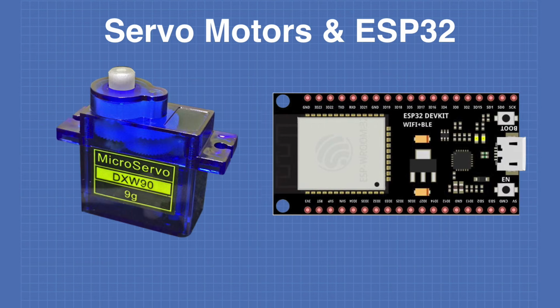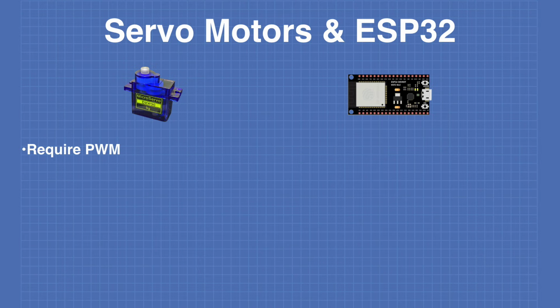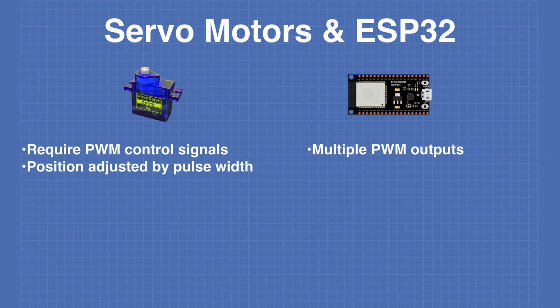But first of all, we're going to start off with a brief recap of servo motors and how they relate to the ESP32. The ESP32 is actually a good match for a servo motor. Servo motors require pulse width modulation control signals, and the ESP32 has multiple PWM outputs. The position of a servo motor shaft is controlled by the pulse width, and the ESP32 has several precision timers allowing very precise control over pulse width.